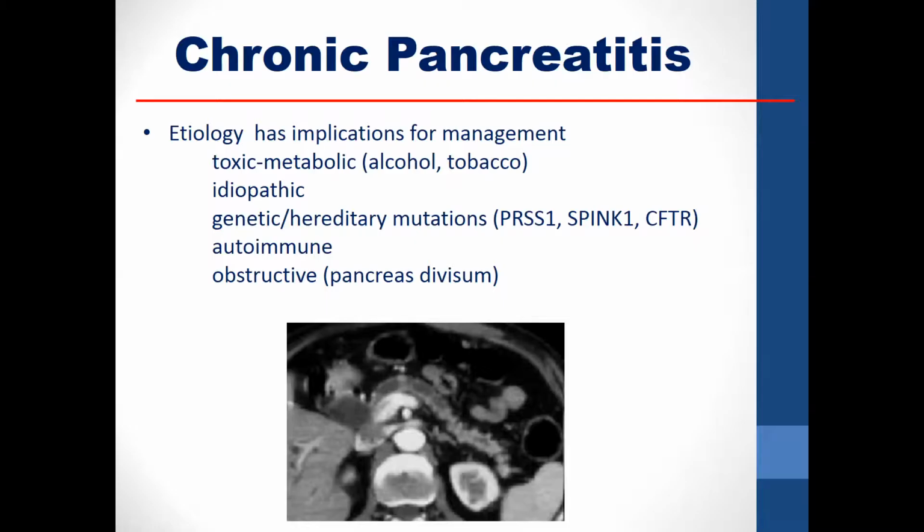So the etiology of pancreatitis is important, especially for the surgical management, because some of the operations lend themselves better to certain etiologies. And while we're all familiar with toxic and metabolic alcohol-related chronic pancreatitis, there's certainly idiopathic, a genetic predisposition to the disease, it can be associated with autoimmune diseases, as well as anatomic abnormalities of the pancreas, like pancreas divisum.